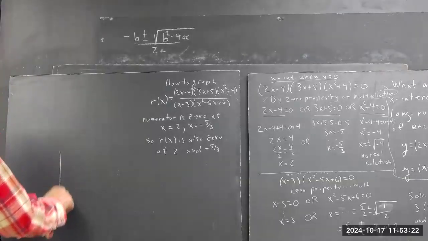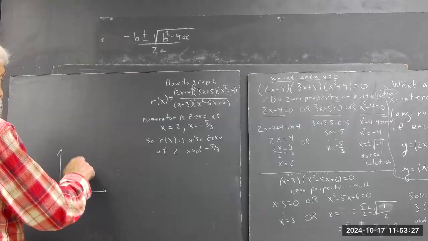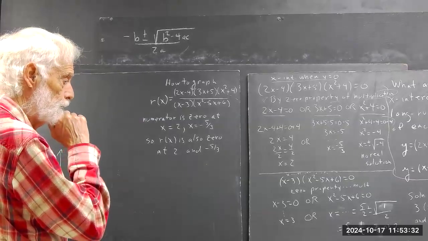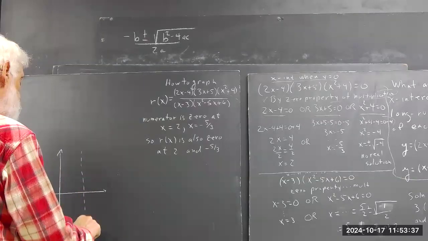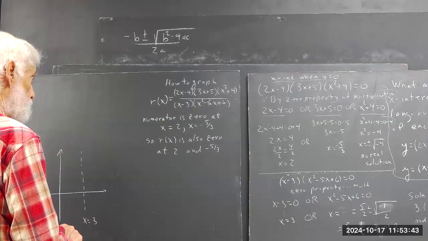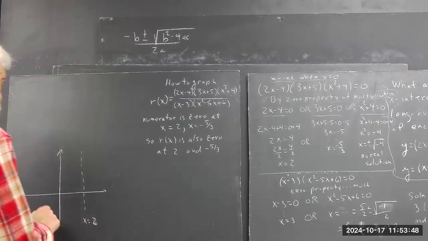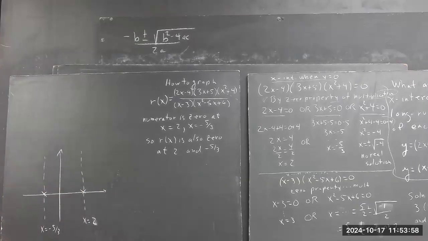So if we're doing the graph, we can say, okay, now let's be sure. Okay, I'm safe doing this. That's X equals 2. X equals -5/3. You got these points.